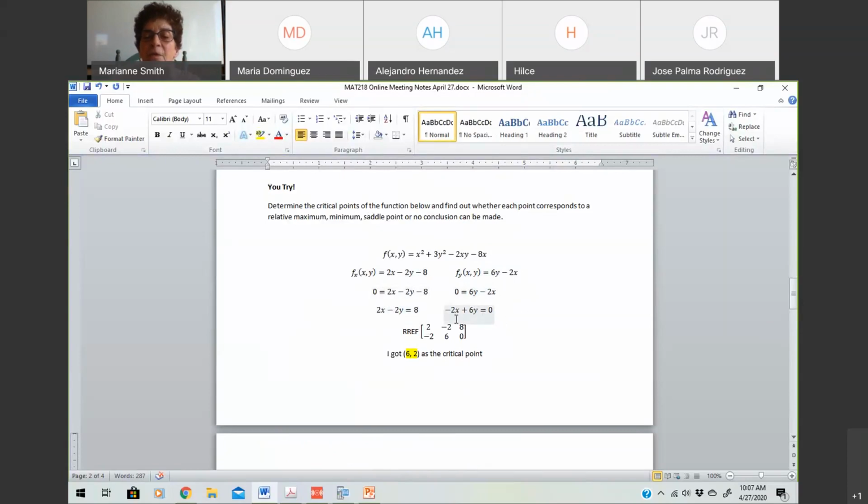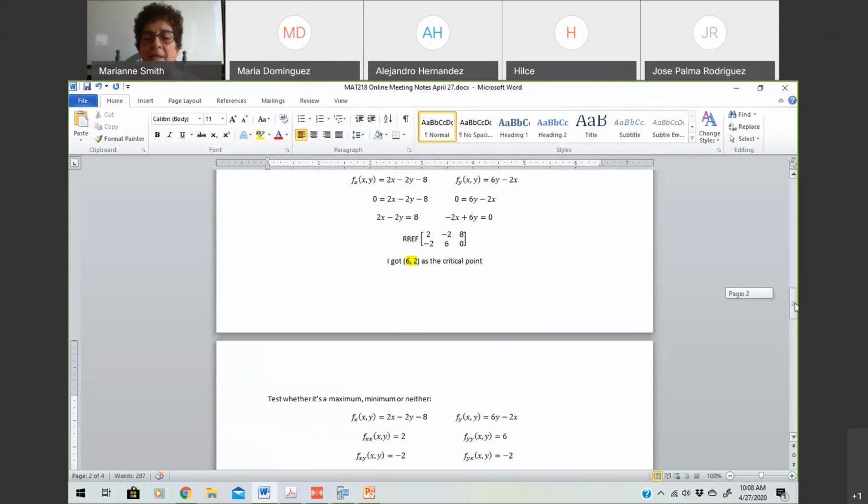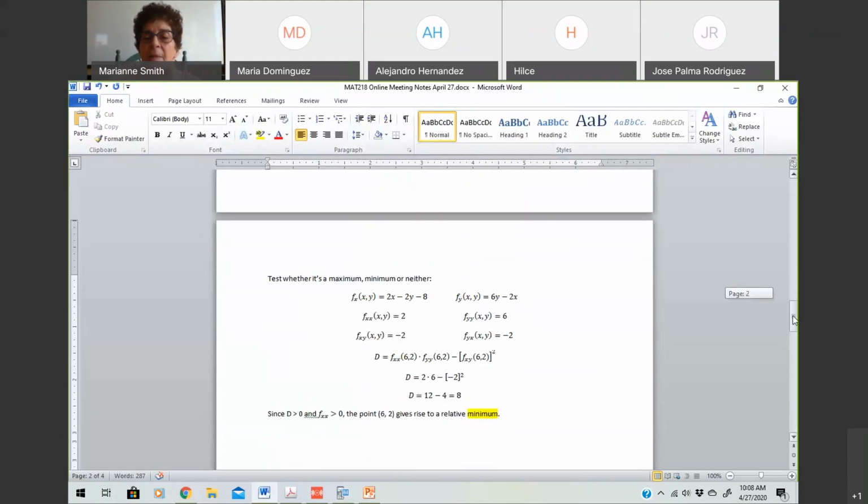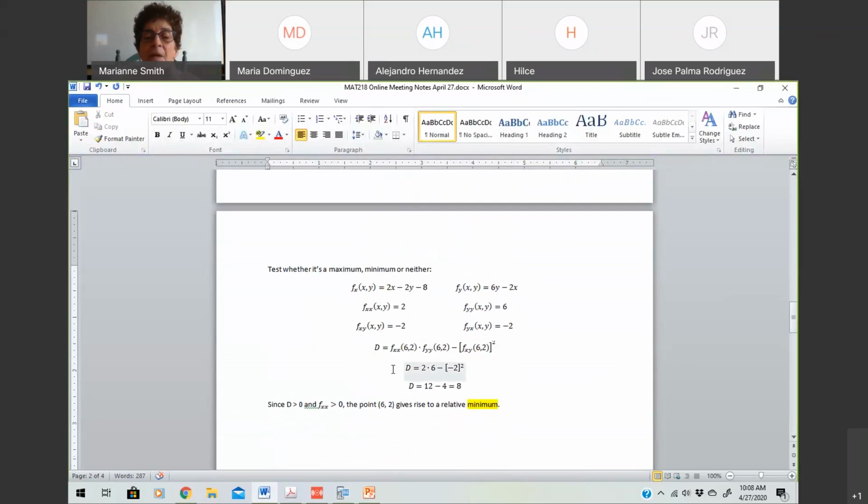Once they're in standard form, you just plug them into a matrix. Here's the first equation, here's the second one, and use RREF to get the values of x and y. In this case, there's only one value, 6, 2. And then I need to figure out whether it's a maximum, a minimum, or neither. So I need to build the discriminant, and it requires second derivatives.